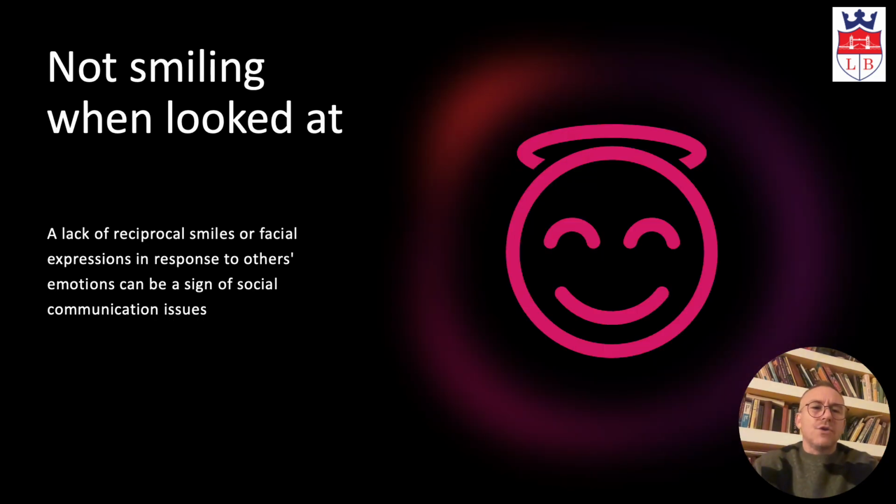Third up, we have not smiling when being looked at. We expect babies and young children, when adults make eye contact with them and exchange facial expressions, especially familiar adults, we expect a smile to be returned. So a lack of a reciprocal smile or facial expressions in response to others' emotions towards the child or baby could be a sign of a social communication issue, which in turn could suggest that a child may be on the autistic spectrum.